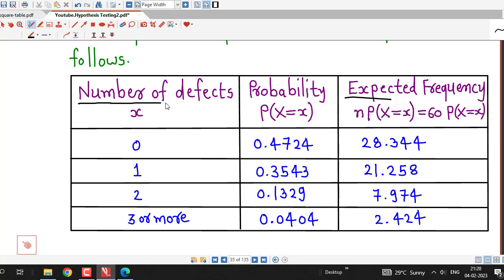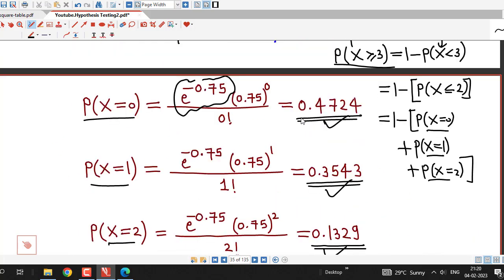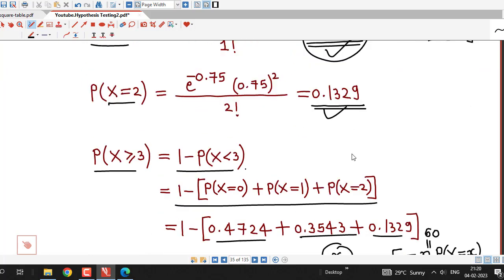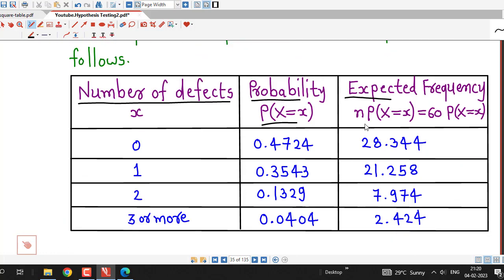First I have written the number of defects, small x. These are the different categories. The number of defects are 0, 1, 2, 3 or more, and these are the probabilities which I just calculated here, 0.4724, and so on. All these I have written in the table. And expected frequency equals n times the probability that capital X equals small x. N is 60, so I have multiplied each of these probabilities by 60 and I find all these expected frequencies.